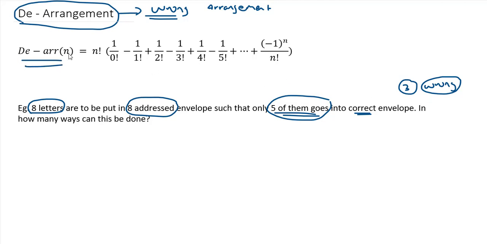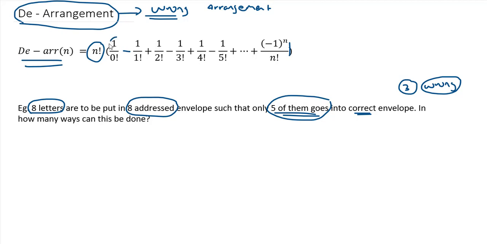The formula for derangement, that is of wrong arrangement of n things, is given by n factorial into 1 upon 0 factorial minus 1 upon 1 factorial plus 1 upon 2 factorial minus 1 upon 3 factorial and so on. So we have alternating signs. We have a plus, minus, plus, minus, and in the denominator we have 0 factorial, 1 factorial, 2 factorial, all the way up till n factorial.